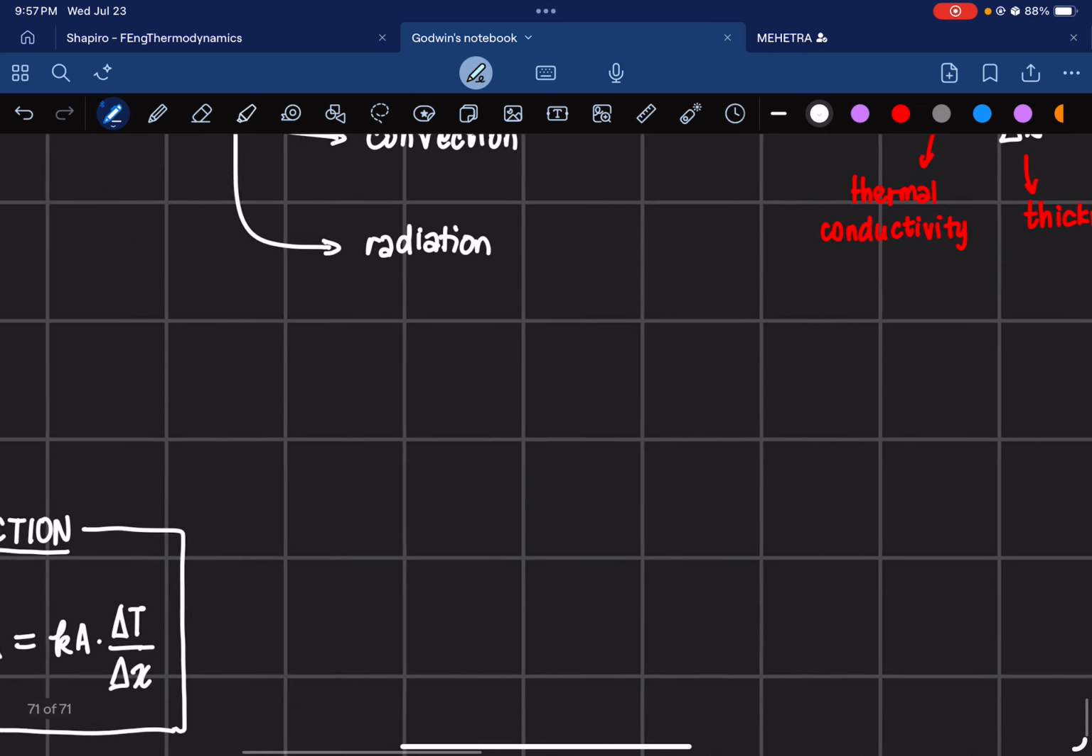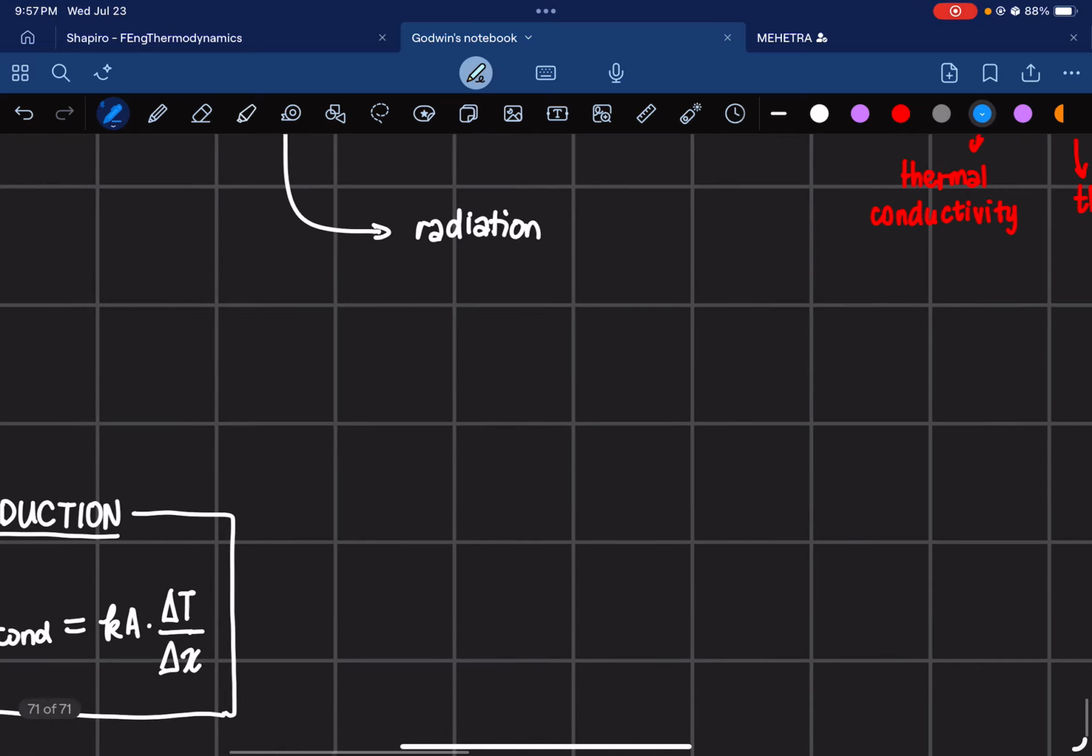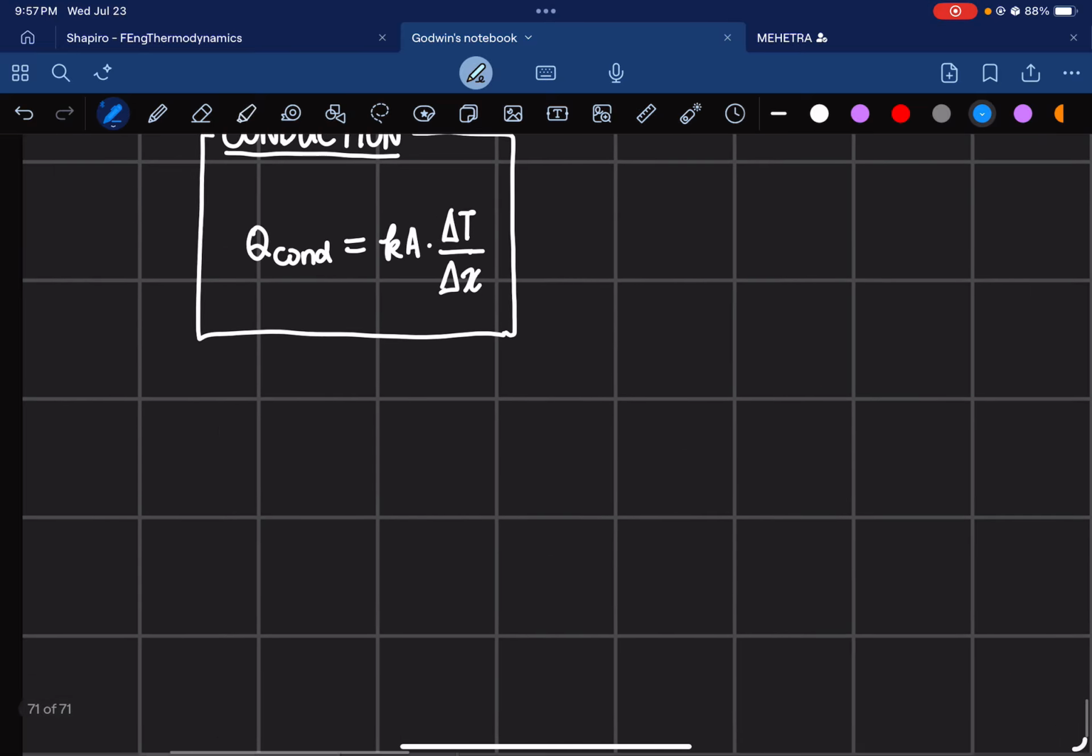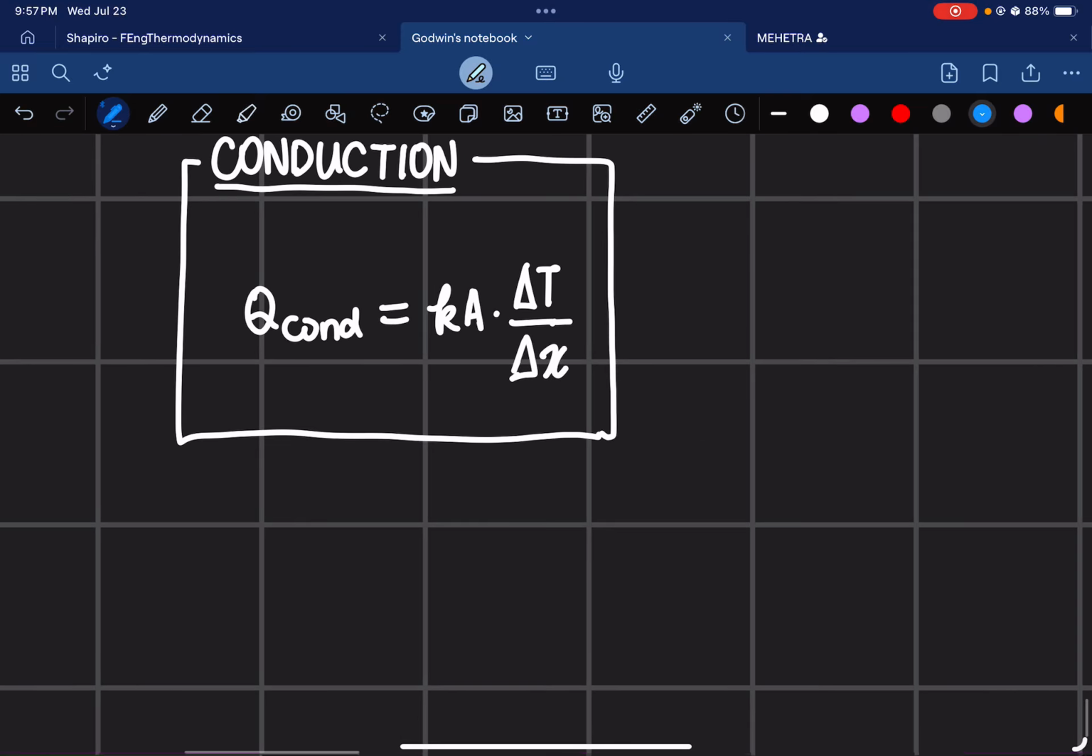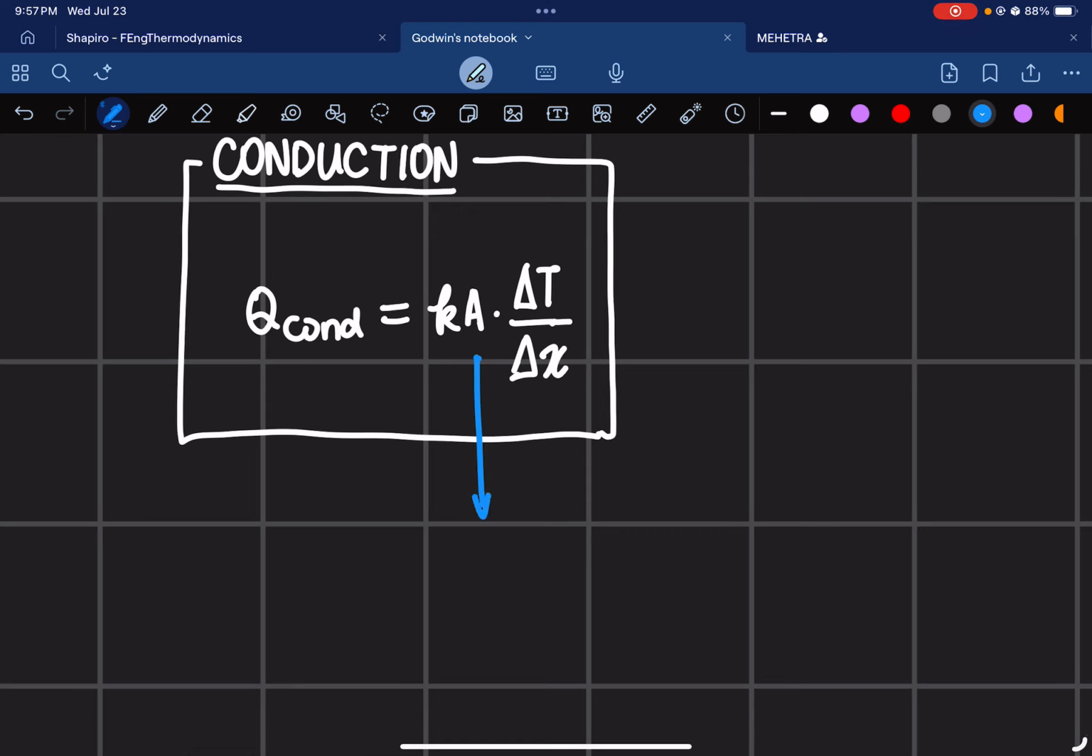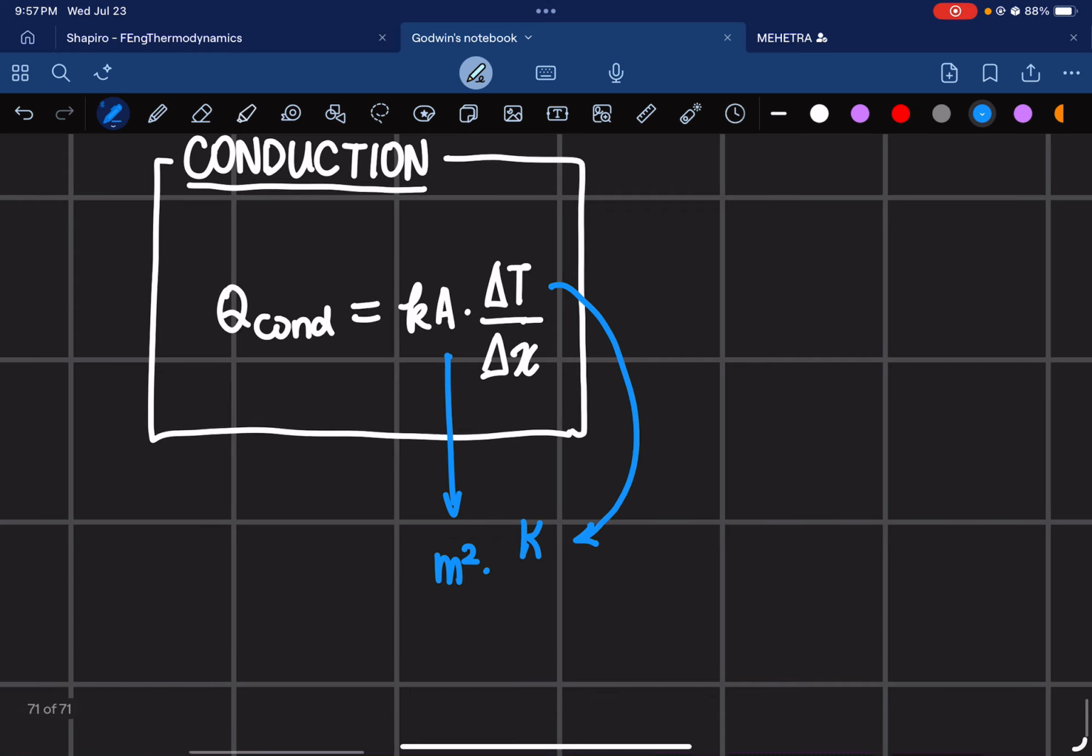Oh, before I forget, the units for all of these, right? Let's first start with area. Alam naman natin ang area. That's going to be meters squared. Ang ating temperature difference is going to be in degrees Celsius or pwede yang Kelvin. Right?